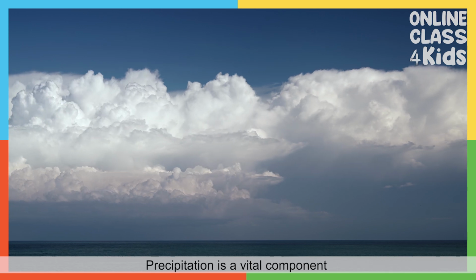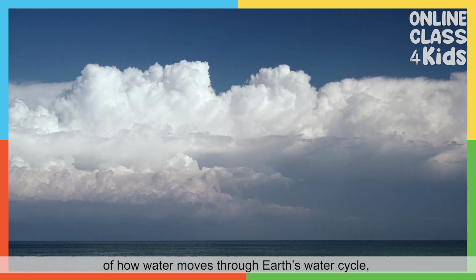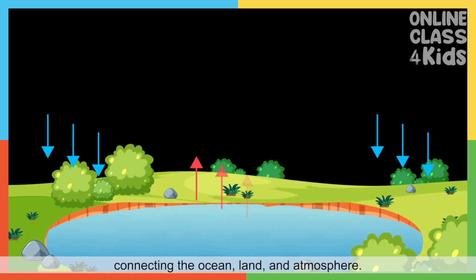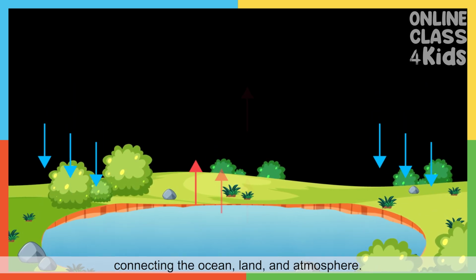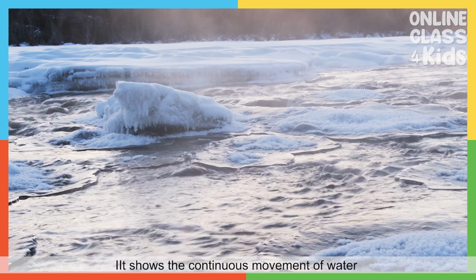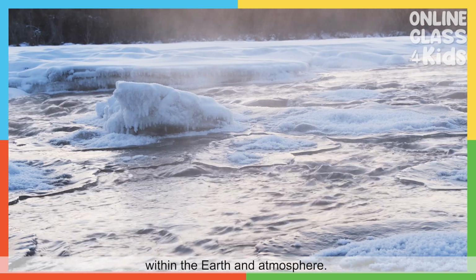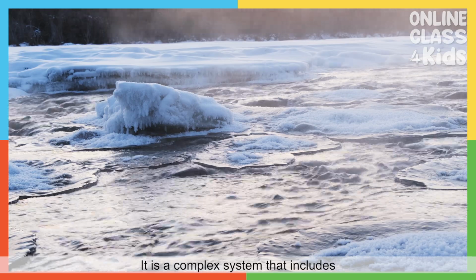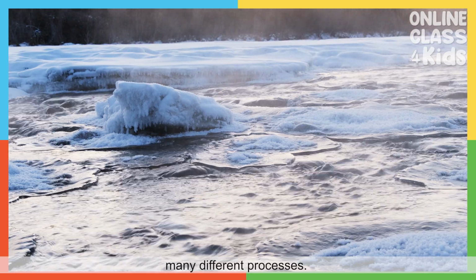Precipitation is a vital component of how water moves through Earth's water cycle, connecting the ocean, land, and atmosphere. The water cycle is the path that all water follows as it moves around Earth in different states. It shows the continuous movement of water within the Earth and atmosphere. It is a complex system that includes many different processes.